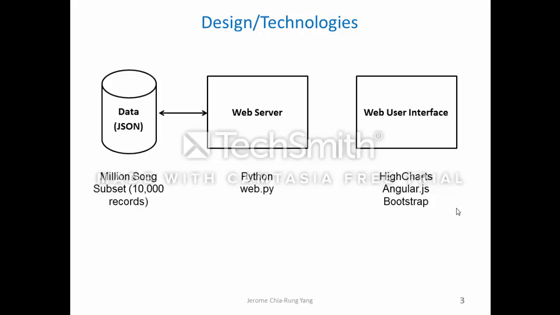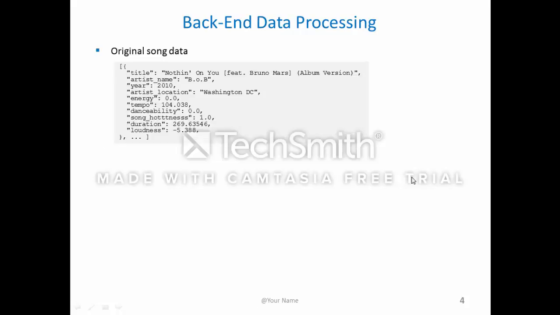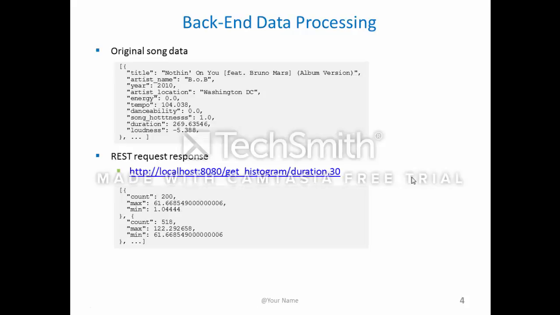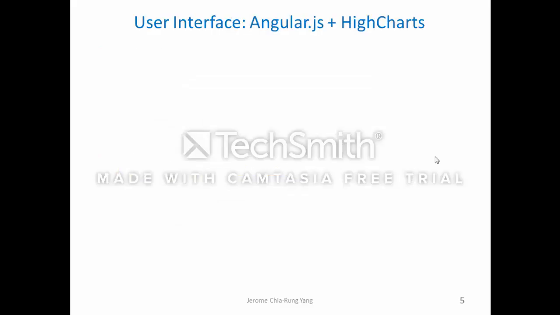So every time the web server receives a request, it will access the data, post-process the data, and return the data to the user interface. The communication is done through a REST API. The purpose of the backend server is, for some data like this, we want the server to process it and return the aggregated result to the frontend. For example, create a histogram based on a field.